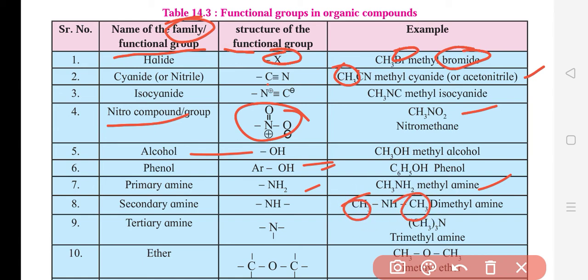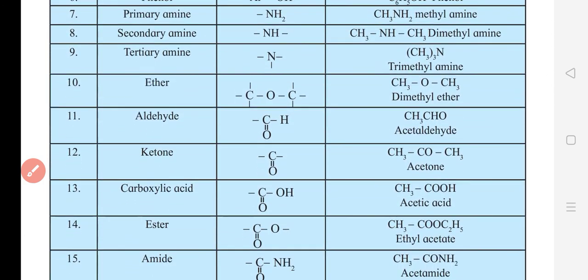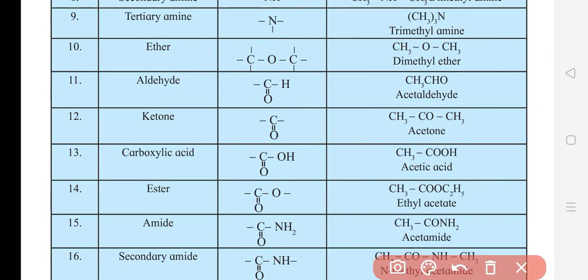Because two methyl groups are attached to one amine. So we have secondary amine and tertiary amine. This is a tertiary amine, where one nitrogen is attached to three methyl groups.